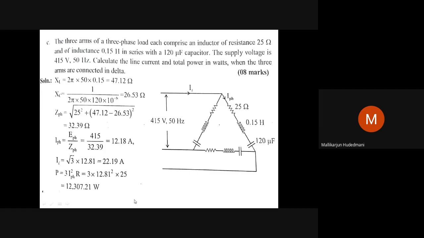You can do it by root 3 VL IL cos phi or I square R into 3. Both results are the same. Don't write I square into Z here. Don't write Z in this position. So Z is having what? Inductor, capacitor, resistor. Resistor is the element consuming the power. Therefore, I square R you can use or root 3 VL IL cos phi you can use. Carefully you need to work with that.